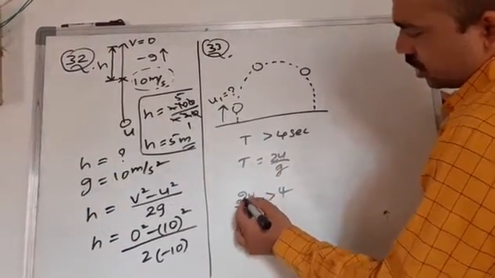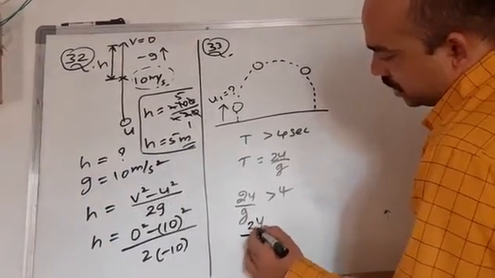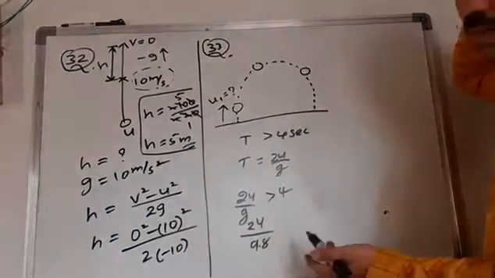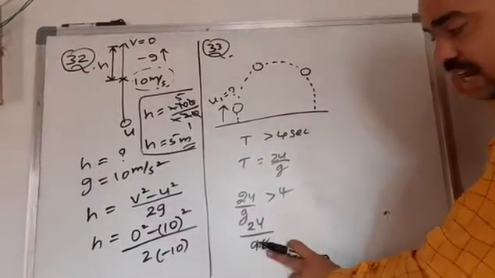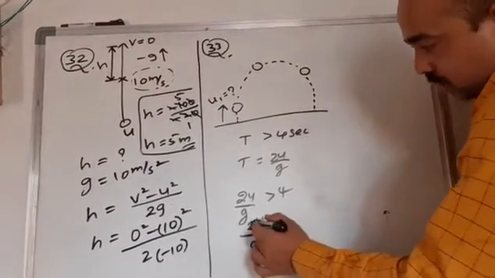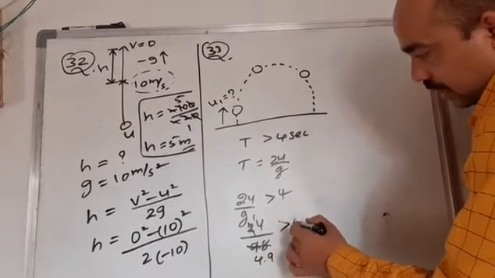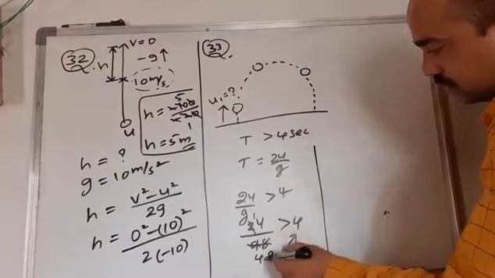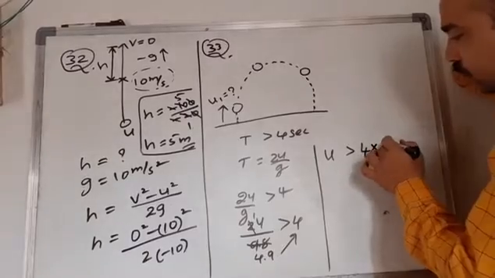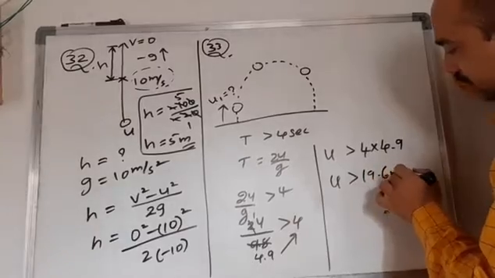You just substitute these values here. What you will get? 2u by g. Sometimes you can take 9.8, sometimes 19.6. If it is given in the question, 9.8 only you should take. If it is not given in the question, you can take 10 meter per second square. So 2 1s are 2, 4.9 greater than 4. You cross multiply this to this side. So you get u is greater than 4 into 4.9. That is nothing but u is greater than 19.6 meter per second.